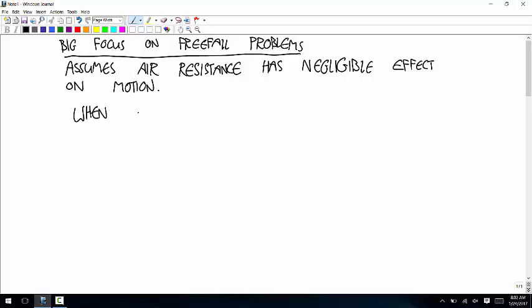So when is this assumption valid? And there's no real hard answers to that. It depends on a few things. And one of the things it depends on is how precise you want your estimate to be.